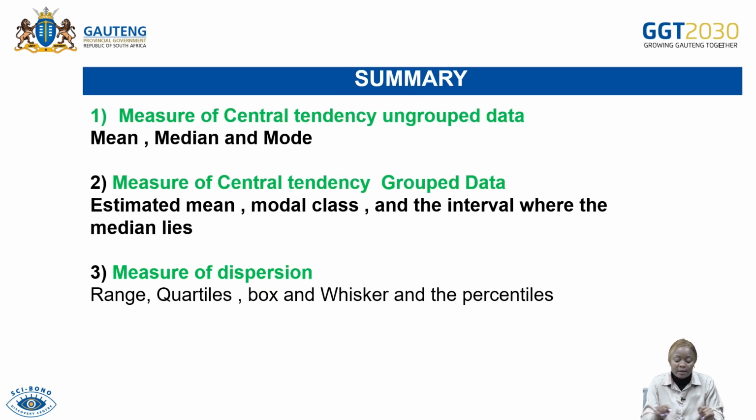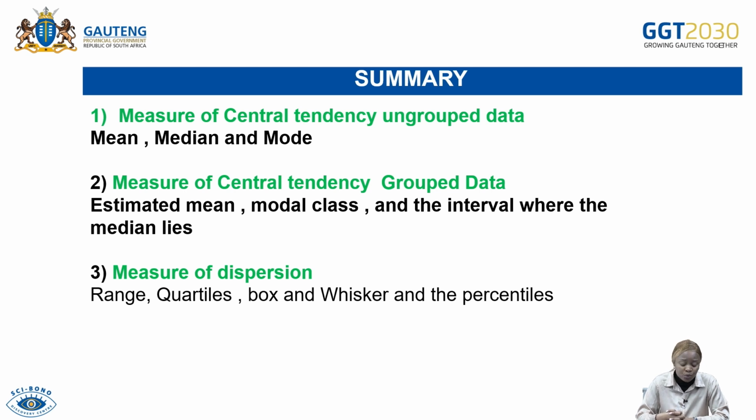Okay, so in summary, you should be knowing your measures of central tendency of an ungrouped data. You must be knowing how to calculate the mean, median, and the mode by now. Ne? Okay, measure of central tendency in a grouped data. You should be knowing how to find your estimated mean, your modal class, and the interval where the median lies. Also, in your measure of dispersion, you should be knowing how to find your range, your quartiles, your box and whisker, and then your percentiles.